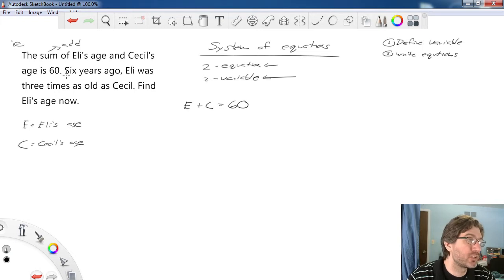It also says that 6 years ago, so 6 years ago from now, Ellie was 3 times as old as Cecil. Okay? So Ellie is 3 times as old as Cecil 6 years ago. So Ellie is, I'll write it as words, 3 times as old as Cecil 6 years ago.